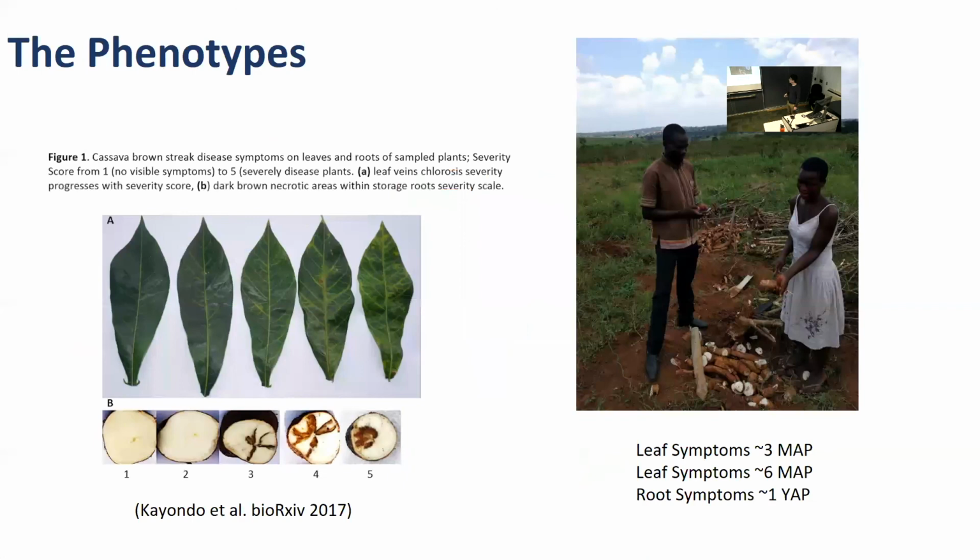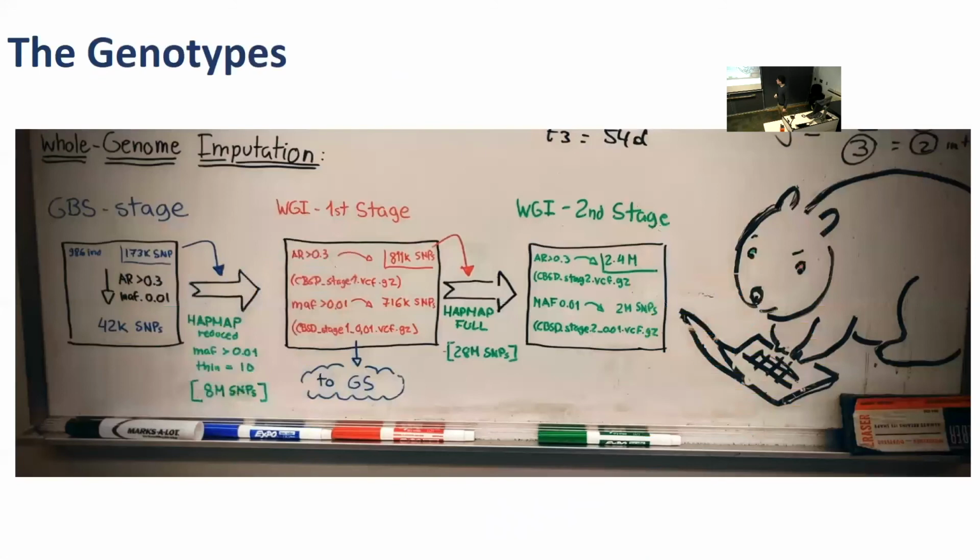The phenotypes we used were basically on leaves and roots, a categorical scale that goes from 1 to 5. Our high throughput phenotyping scheme. Alfred is here. That's about the phenotypes, okay?